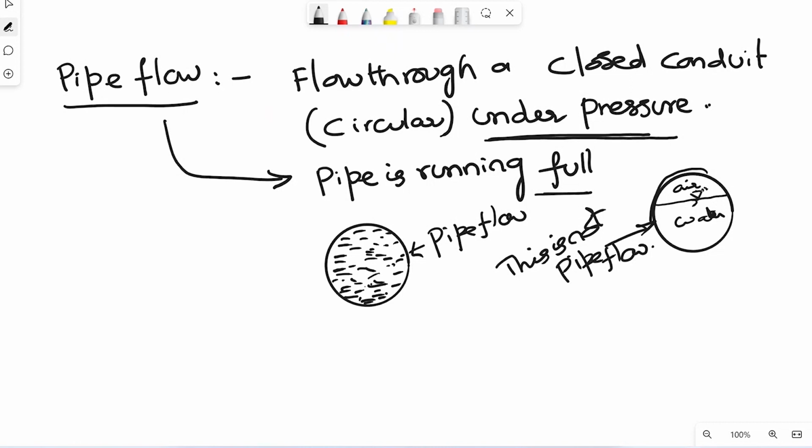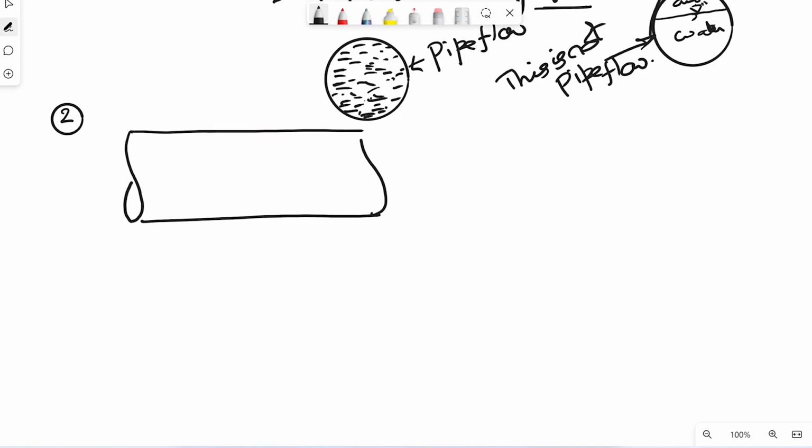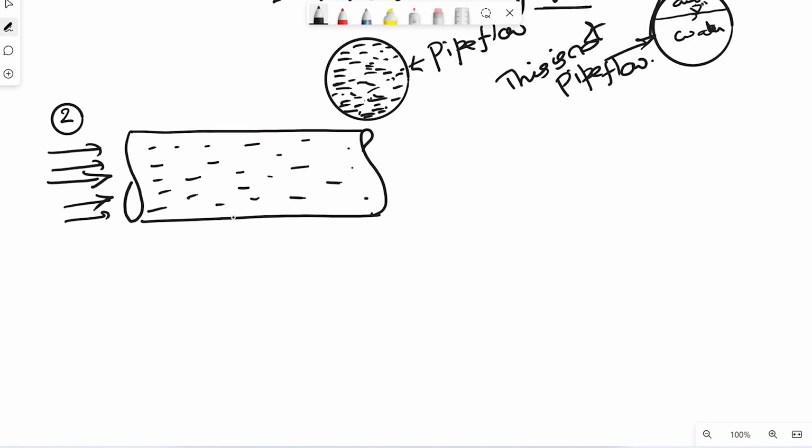Then, if this is the first point, what is the second point here? Naturally, when a flow takes place, for example, through this pipe, when the fluid is flowing like this, there is a resistance at the boundary. At the boundary there is resistance, and this resistance is called the shear resistance.